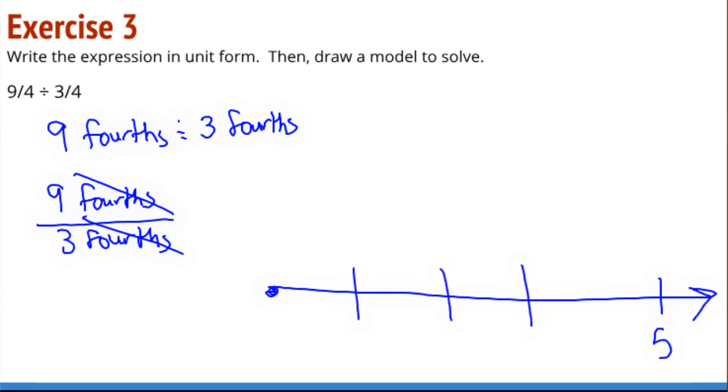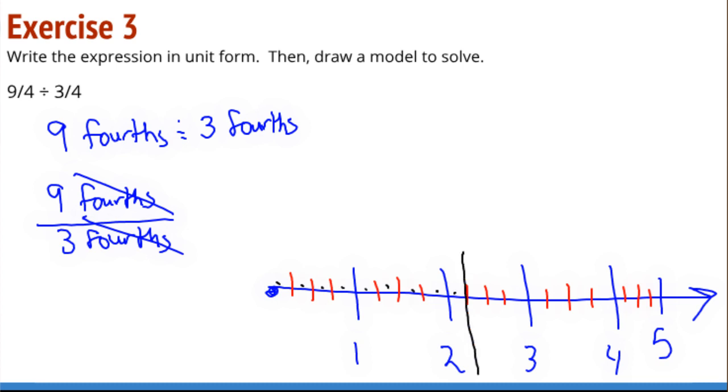1, 2, 3, 4. Oh, help if I get my numbering right. 1, 2, 3, 4. And I need to make fourths out of these. And I need to count up 9 of them. So here's 1, 2, 3, 4, 5, 6, 7, 8, 9. Okay, so there's my 9/4.